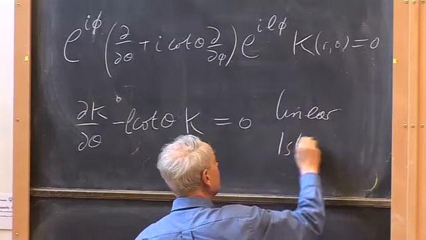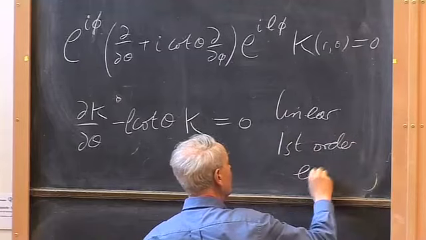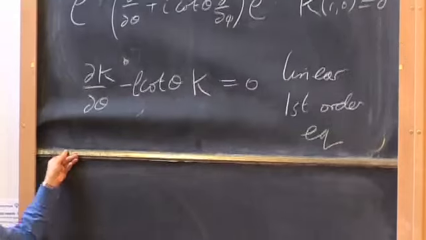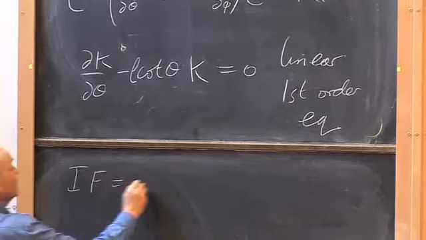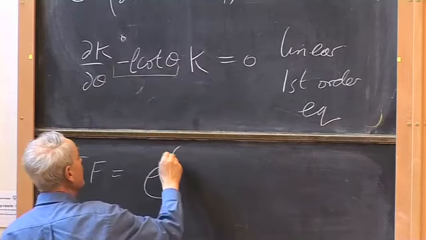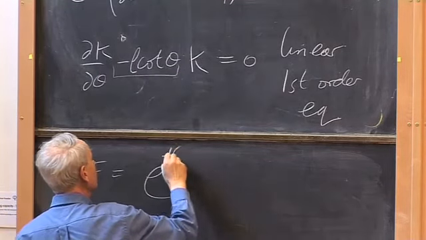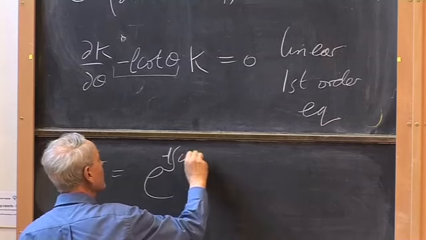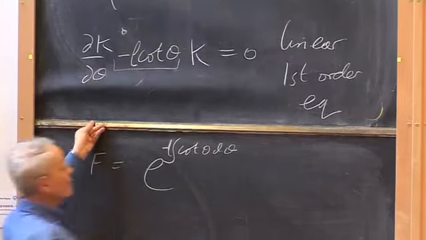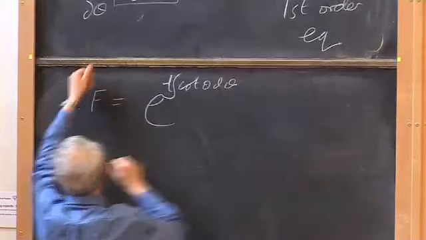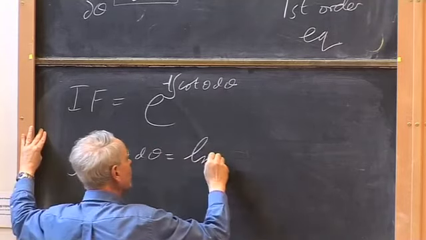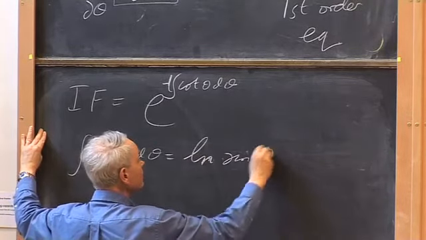So here we have a linear first order differential equation, the friendliest kind of differential equation. So we solve it with an integrating factor. The integrating factor is e to the integral of minus l cot theta d theta. But I think that the integral of cot theta d theta is log sine theta.